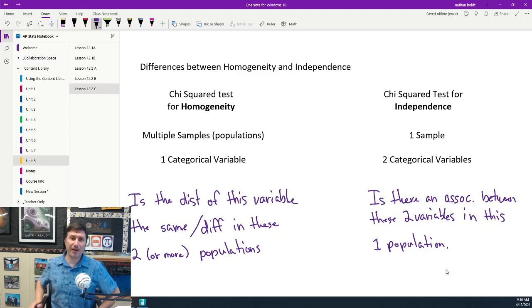All right, I hope that made some sense. And our next lesson, we are definitely going to try to sort and tell the difference between these two scenarios.